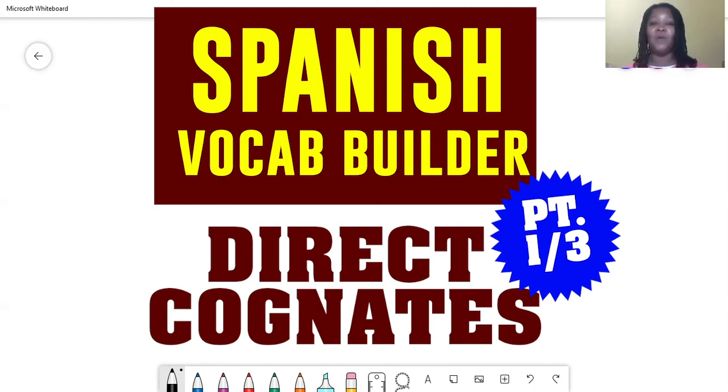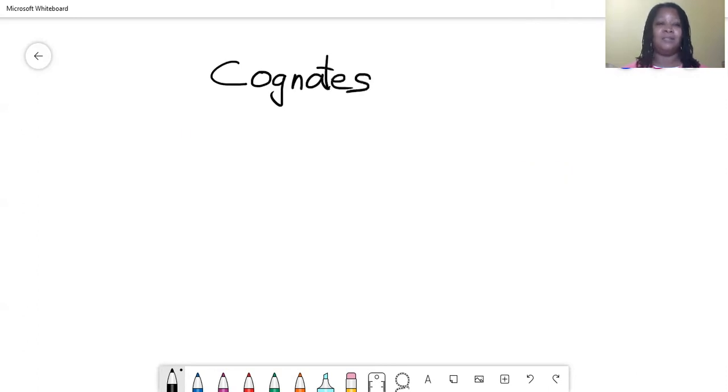In this lesson, we're going to be learning how to build our Spanish vocabulary. There are some tricks that we're going to be learning along the way, and one of those tricks is a topic called cognates. Now, cognates are words that have some resemblance between both languages. There are three kinds of cognates.